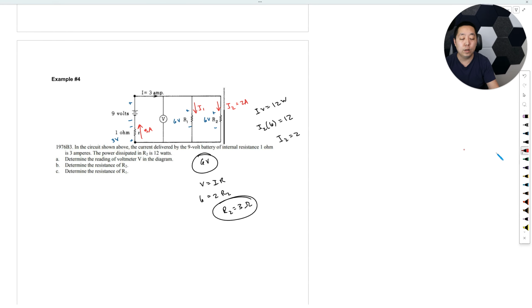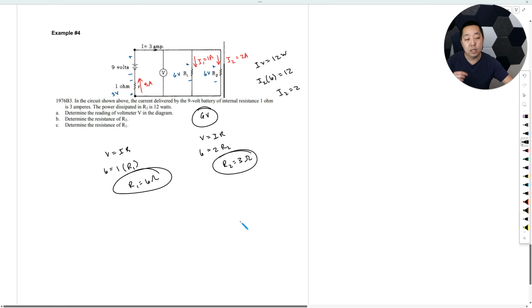How about R1? Well, let's take a look at this. Well, I know 3 amps is coming in, 2 amps is coming out, so I know that this one actually has to be 1 amp, right? Because it's a total of 3 amps. That's my KCL there. And so now I know the current and the voltage. I can then figure out the resistance. So I would say, again, V equals IR. I would say 6 is equal to 1 times R1. So R1 has to equal 6 ohms. All right, so that's the technique. That's how we're going to go about handling these kinds of cases and how we break down a circuit like this.